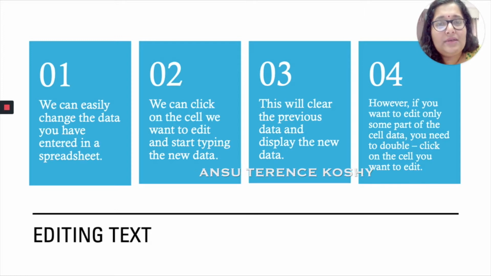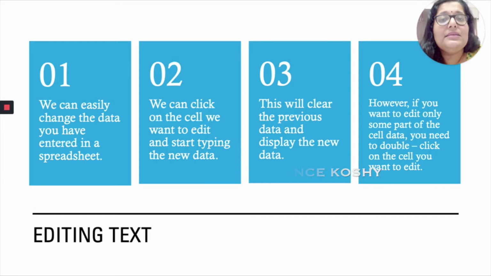Once you have selected an already written cell and write on top of it, the previous data will disappear and the new data will be entered into the cell. However, if you want to edit only some part of the cell data, you need to double click on the cell you want to edit. If you have already entered something on the cell and you want to add something more to it, then you have to go to that cell and double click on it. Then you will be able to edit a part of the cell content.